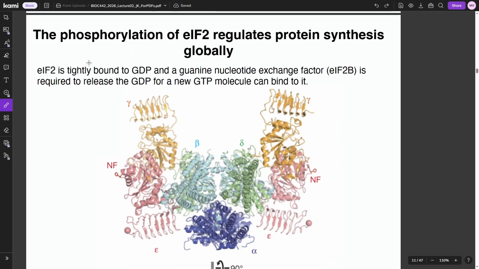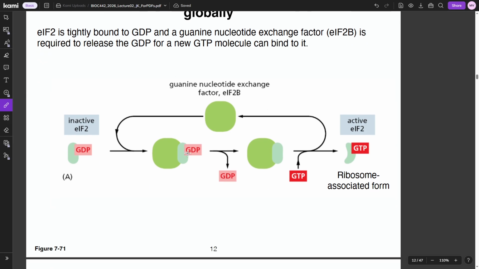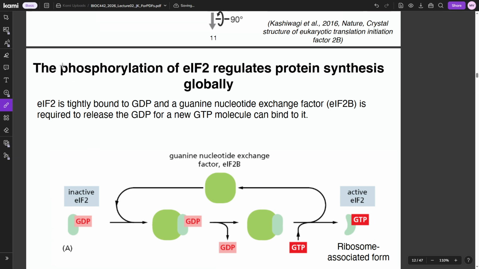But, like I said before, EF2 is bound to GDP, and then it requires this. So after hydrolyzation, it's bound to GDP, and it requires EF2B to release the GDP for a GTP, and so that's where you get the release from. So the phosphorylation of EIF2 regulates protein synthesis through this process like we talked about. I feel like I've repeated this like 8 times.